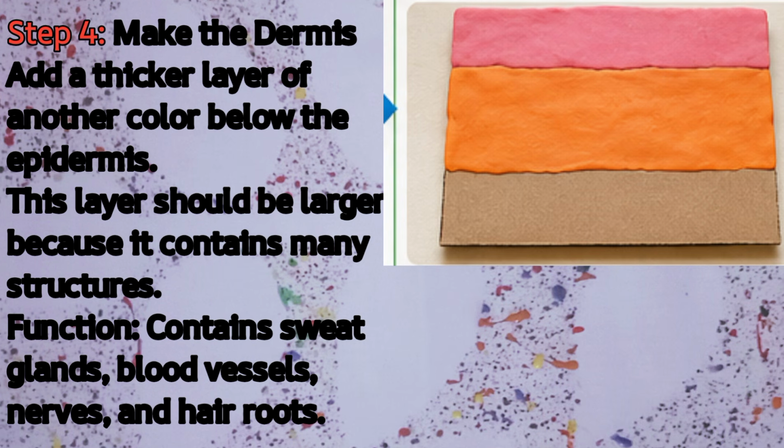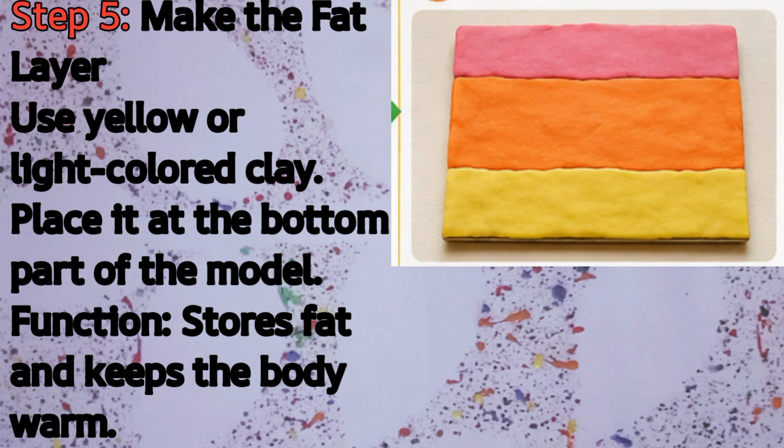Then the next part they will be making is the fat layer. As you can see in my video, they are going to use yellow or light colored clay and place it at the bottom part of the model. When they do that, they will have already made the fat layer, and its main function is to store fat and keep the body warm.